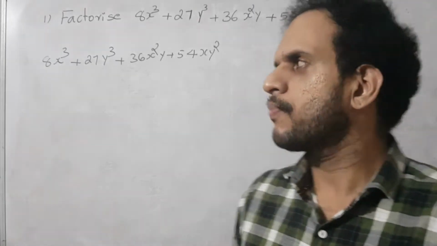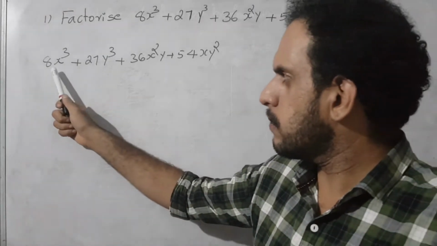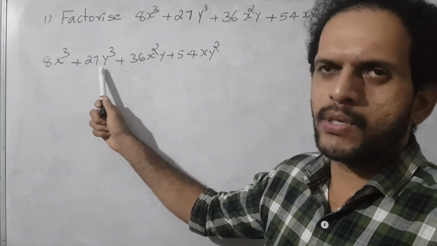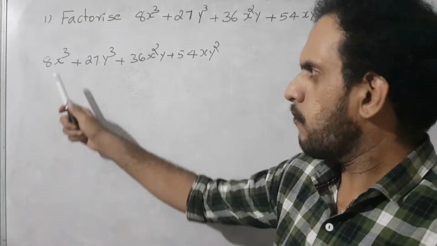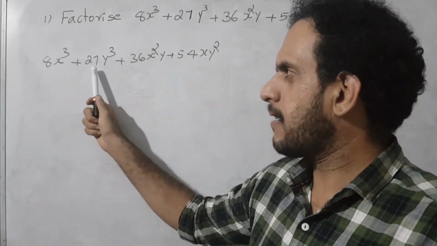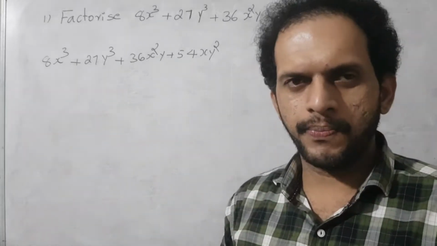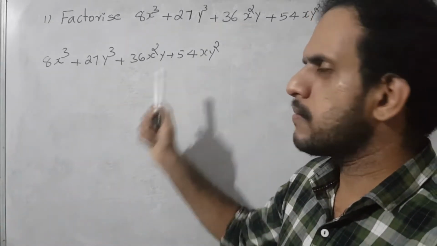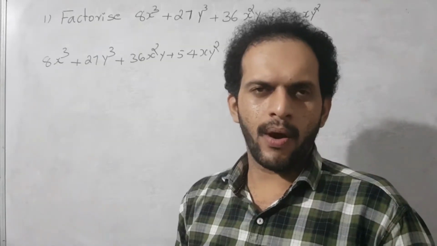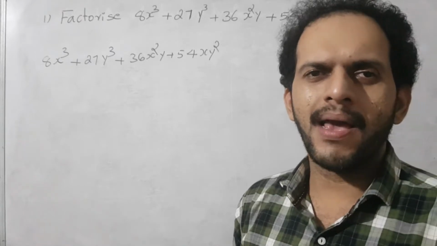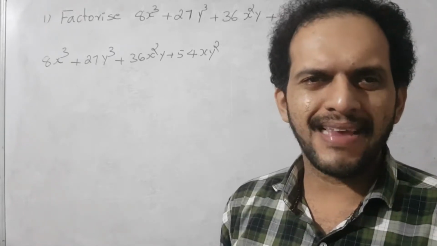Here, the first term is a cube term, correct? The second term is also in the form of cube. And the next two terms are the combination of squares, the terms containing squares. Then we need to apply the sixth or seventh identity.